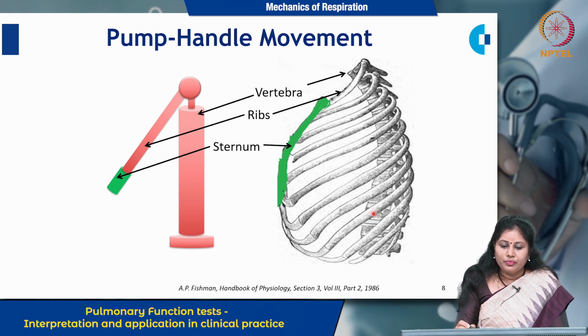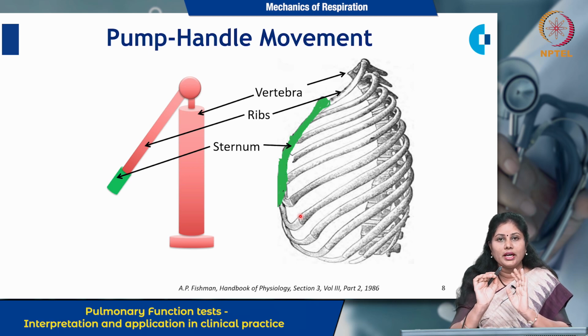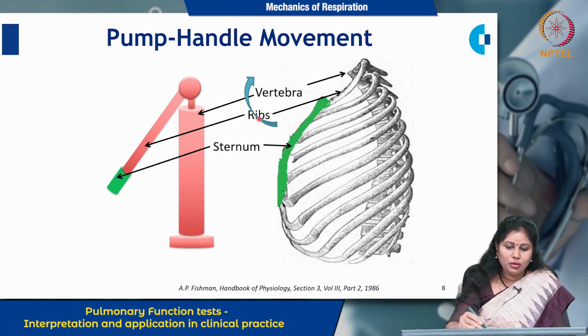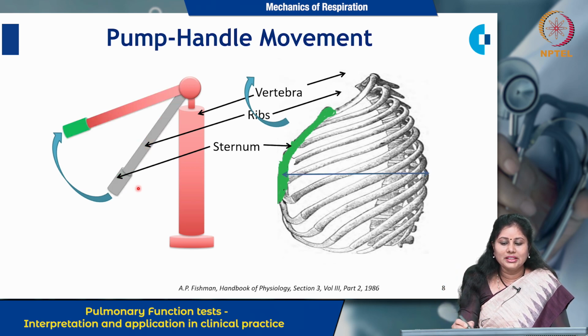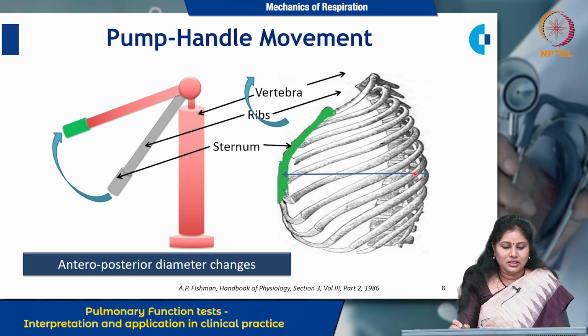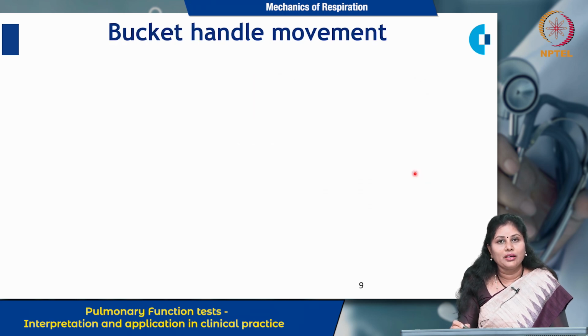So, what happens when the external intercostal muscles of the upper ribs contract? The sternum is pushed outwards and away from the thoracic cavity. This causes an increase in the anteroposterior diameter. It is pulled upwards like this, like how we move the pump handle upwards. So there occurs an increase in the anteroposterior diameter, and that helps in increasing the size of the thoracic cavity. Next is the bucket handle movement.